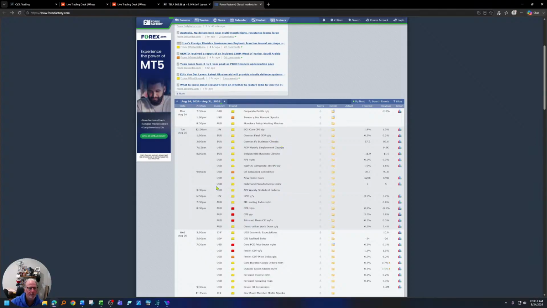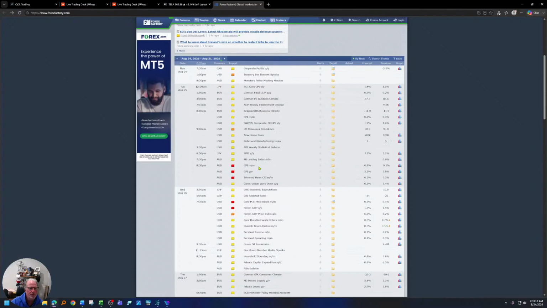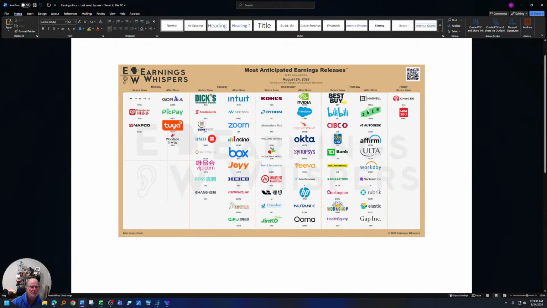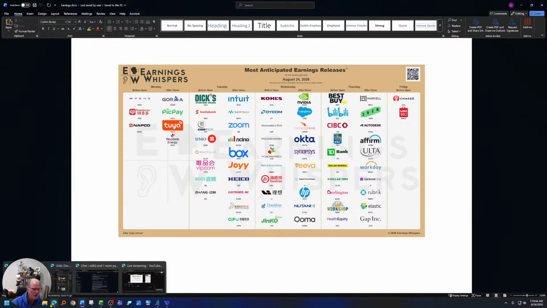Tomorrow, I don't see anything too impactful. The big part of this week is going to be Wednesday. You've got core PCE price index, preliminary GDP numbers, and then of course after the close for earnings, we've got NVIDIA on Wednesday, so pay attention to that. That's definitely going to move the needle. Aside from that, I don't see anything on here that is going to impact the markets too much, aside from the earnings side of things.